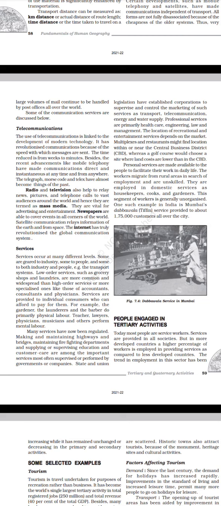Services. Services occur at many different levels. Some are geared to industry, some to people, and some to both industry and people. Example, the transport systems. Low order services such as grocery shops and laundries are more common and widespread than high order services or more specialized ones like those of accountants, consultants, and physicians. Services are provided to individual consumers who can afford to pay for them.